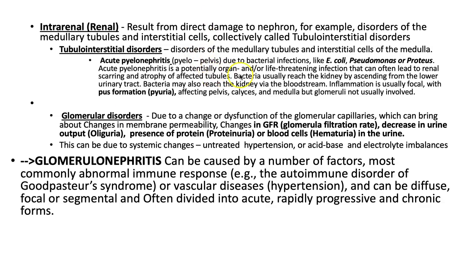So in acute pyelonephritis, it's usually a urinary tract infection, and most urinary tract infections are caused by these gram-negative organisms. And what will happen is you'll have a reflux of the infected urine up the ureters into the kidney, especially the medulla. If it's treated right away, you're fine. If it causes scarring or atrophy of the tubes, then that's going to cause permanent damage and loss of the function of that nephron.